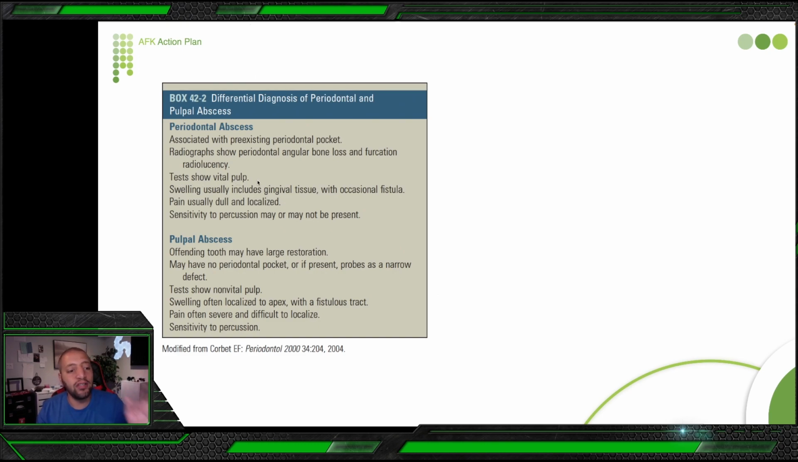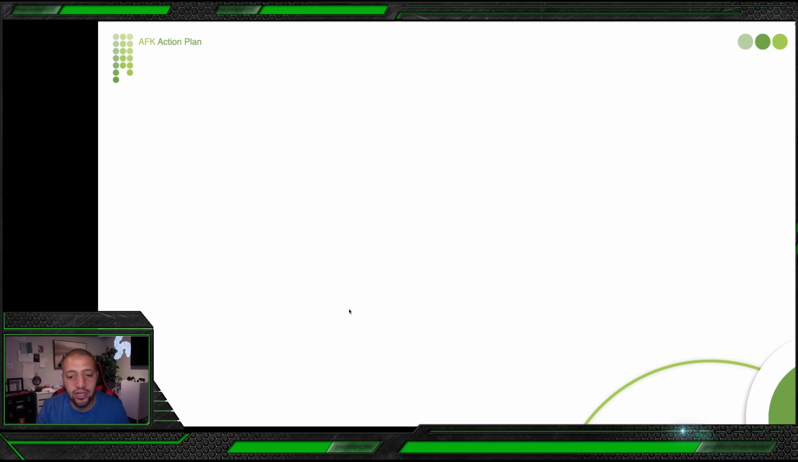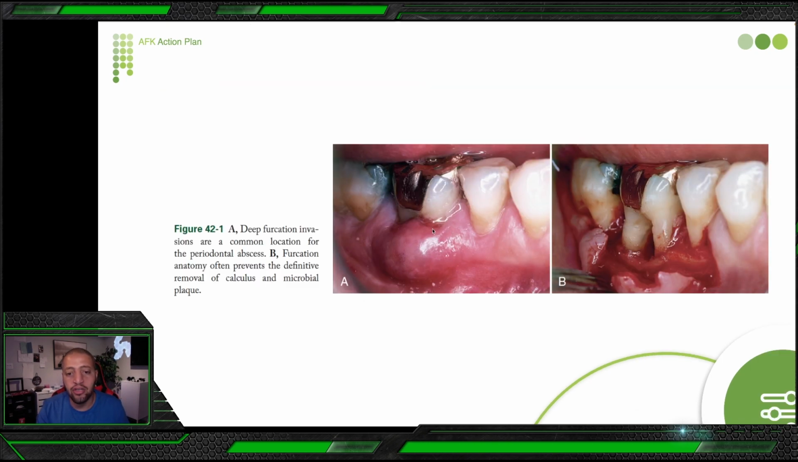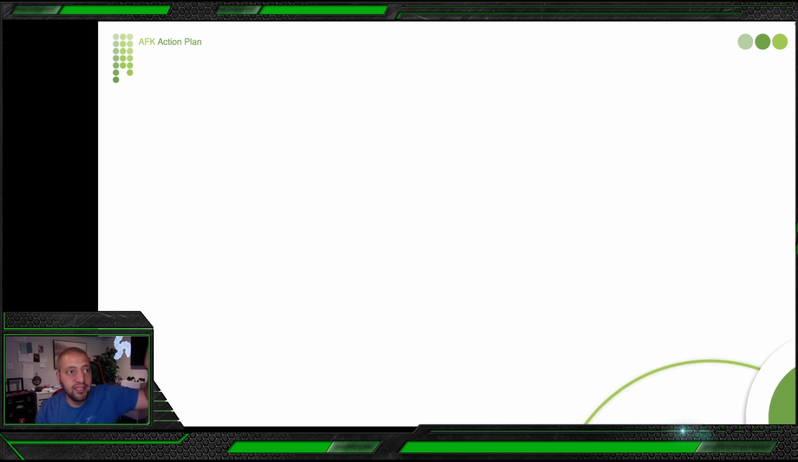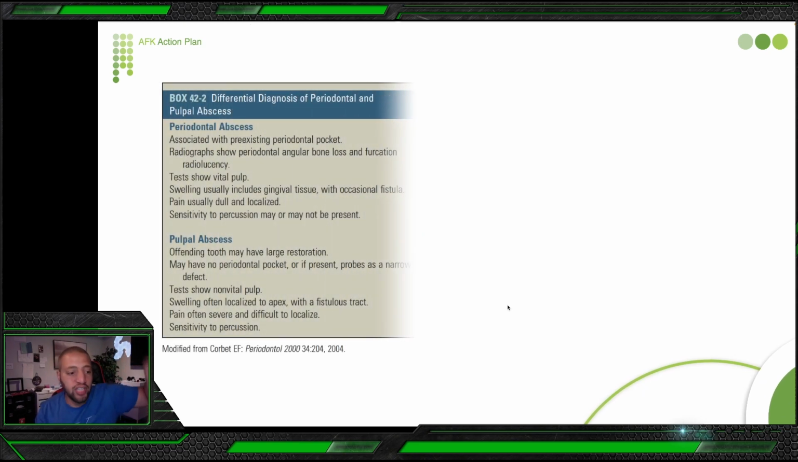Tests show vital pulp. For pulpal abscess, it will be different. It will have a large restoration, no periodontal pocket, and the probe would find a narrow defect. Tests show non-vital because it's a dead tooth, with swelling oval, localized to the apex, and there is a fistula tract. So in the previous picture, usually the swelling is going more apical. For perio abscess it's going more occlusal because the problem is in the pocket itself, blockage in the pocket. Pain is often severe and difficult to localize, with sensitivity to percussion.